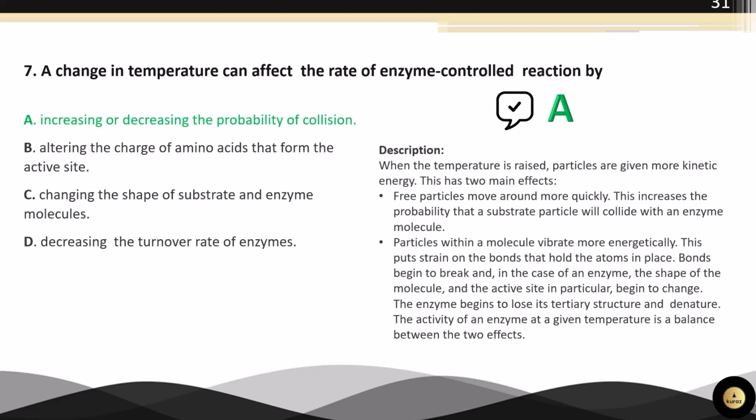When the temperature is raised, particles are given more kinetic energy. This has two main effects. Free particles move around more quickly, and this increases the probability that a substrate particle will collide with an enzyme molecule. And the second one is particles within a molecule vibrate more energetically. This puts strain on the bonds that hold the atoms in space. Bonds begin to break, and in the case of an enzyme, the shape of the molecule and the active site in particular begin to change, and so the enzyme begins to lose its tertiary structure and denature.